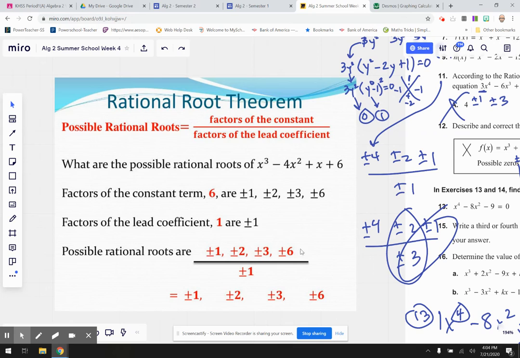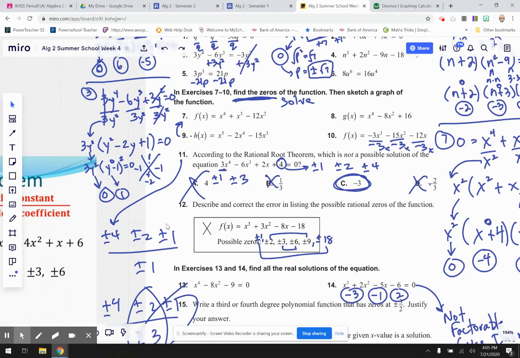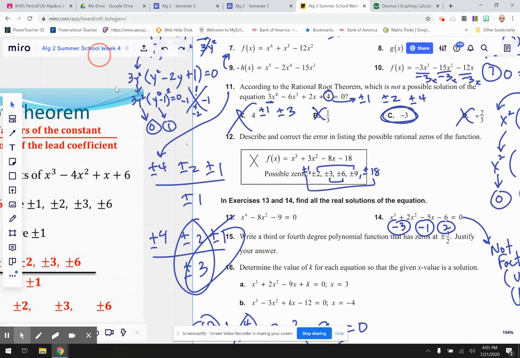So the factors of the last one go on top, the factors of the first one go on the bottom, and then you find all your possible answers down here. So that's what we did on number 11, is we took the factors of the last number, which is 4. So you have 1 times 4 or 2 times 2. The factors of the first one are 3, 1 times 3. So those are our two factors.